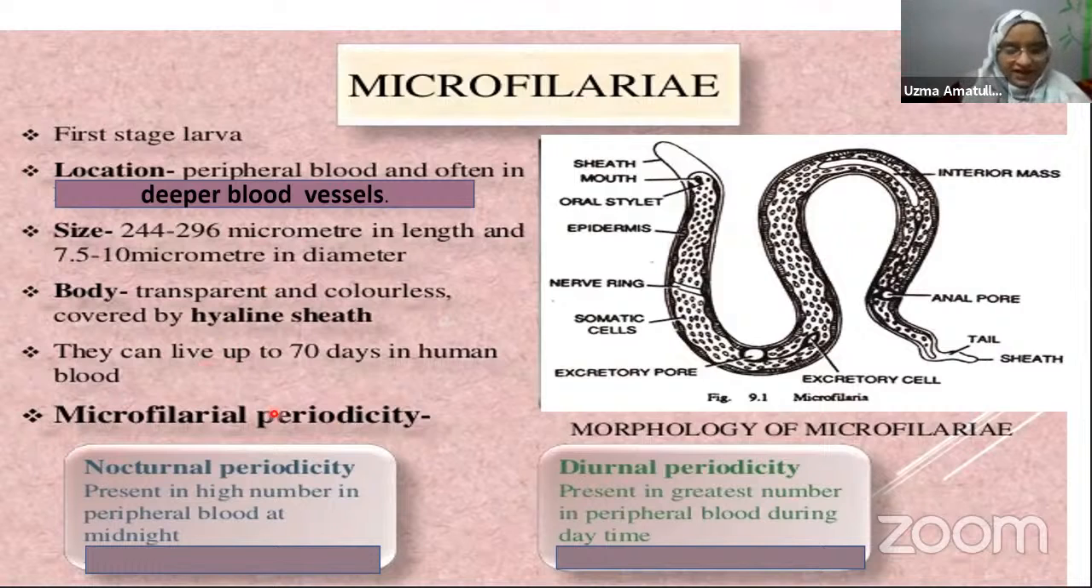Now, microfilaria periodicity. What is nocturnal periodicity? Nocturnal is when the organism becomes active during night time. They are present in high numbers in the peripheral blood at midnight. From the deeper blood vessels, they come to the peripheral blood vessels during night time. This is called nocturnal periodicity. It's an important question for your exam. Now, if the organisms are present in greater numbers in the peripheral blood during daytime, it is called diurnal periodicity. But this microfilaria shows nocturnal periodicity.